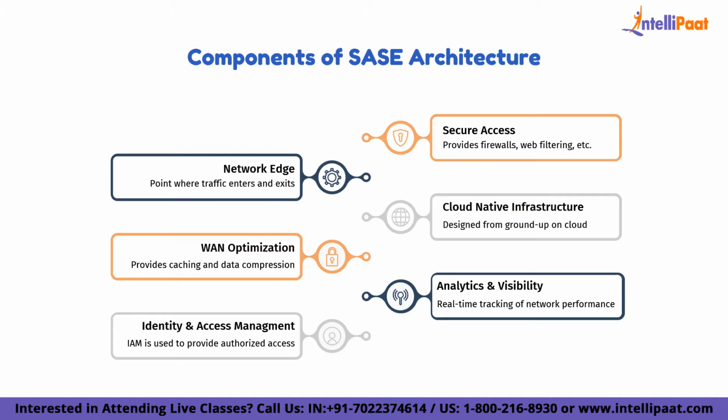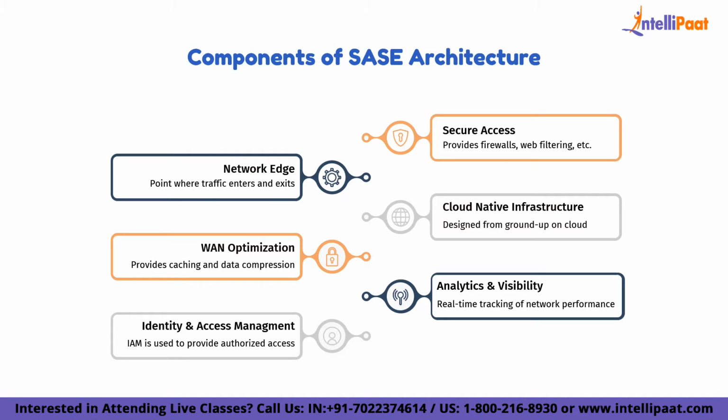Now, the third important component of SASE architecture is WAN optimization. This architecture includes WAN optimization techniques such as caching and data compression to improve application performance and reduce latency. This is particularly important for organizations that rely on cloud based applications and services, which can be slow and unreliable without proper optimization.